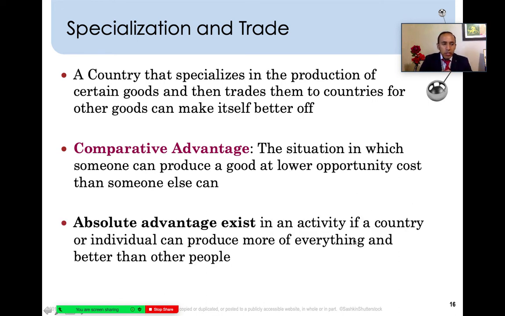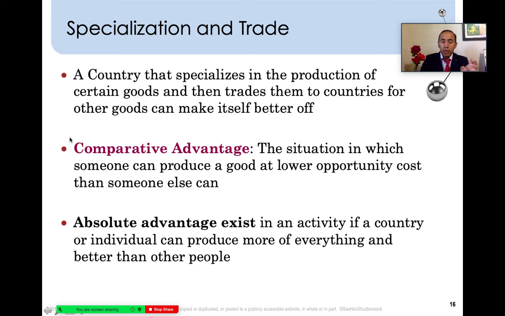And then we also have situations in which individuals, businesses, or countries can produce more of everything better than everybody else can, given the available resources. That is referred to as absolute advantage. Absolute advantage exists in an activity if any country, individual, person, or business can produce more of everything, and sometimes better, than anybody else can, and therefore you should produce it in your business or as a person or as a country. This is very often expressed as: we should produce domestically because our country can produce it better and can produce more than anyone else can, given the available resources and the state of technology.